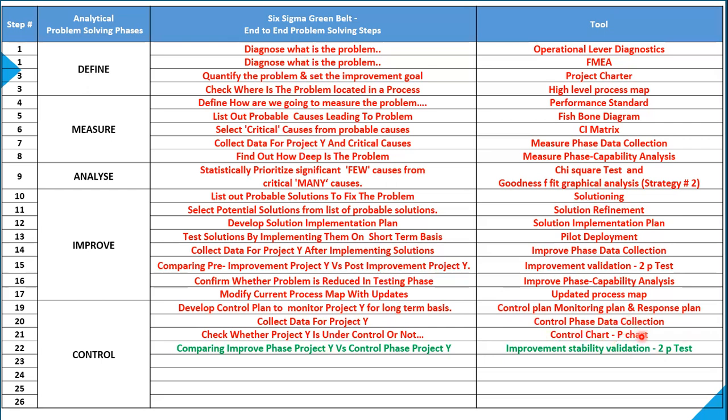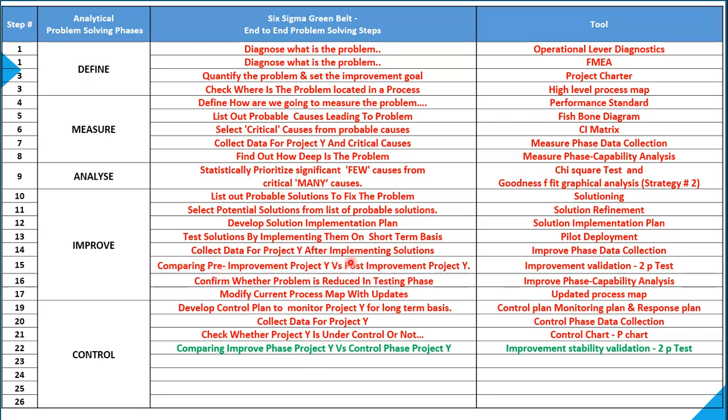Now we're going to enter the next step, and that is comparing improve phase project Y with that of control phase project Y, because we want to prove that improvement is sustained or stabilized in the control phase. We already did this comparison in the improve phase, if you recall.